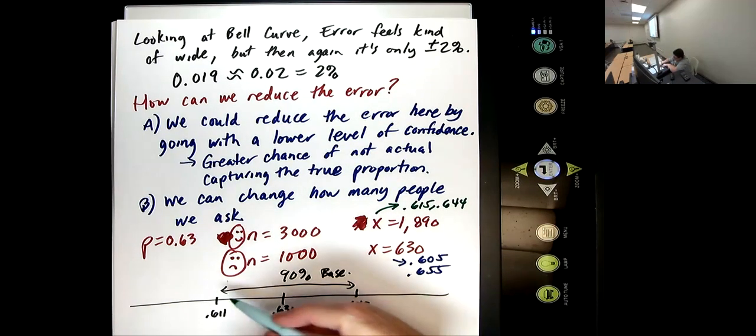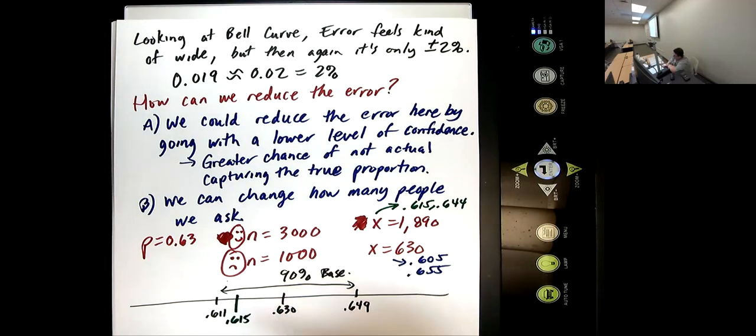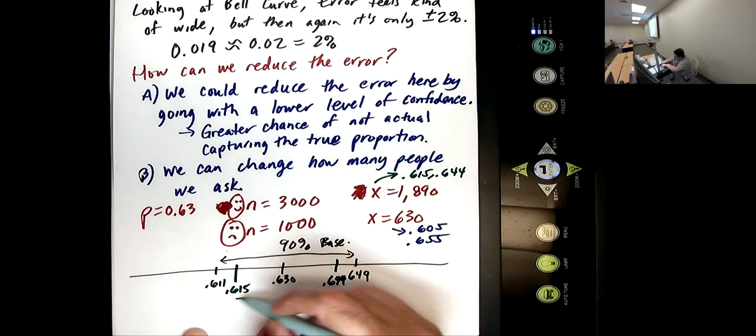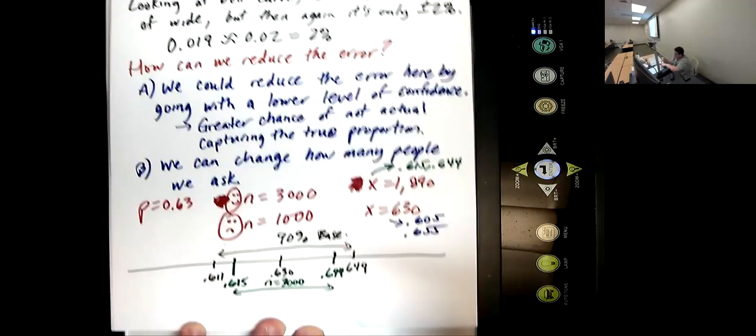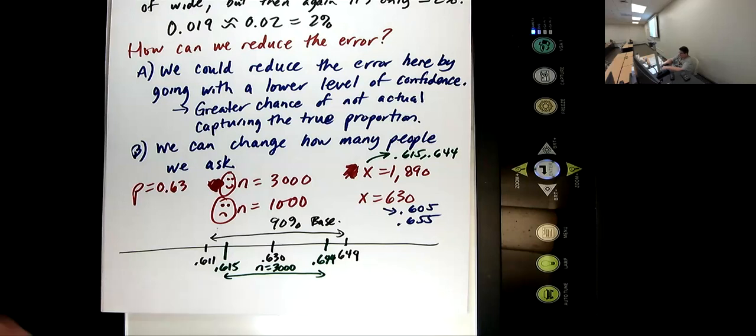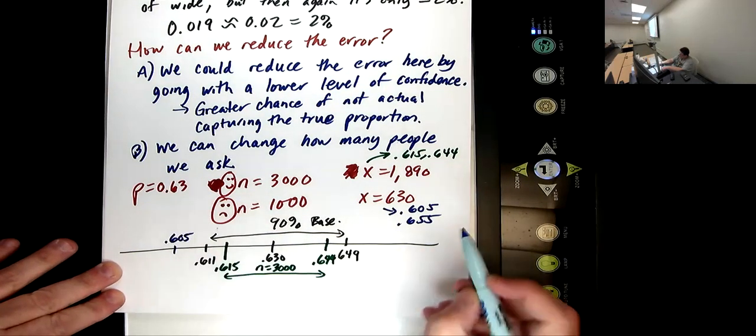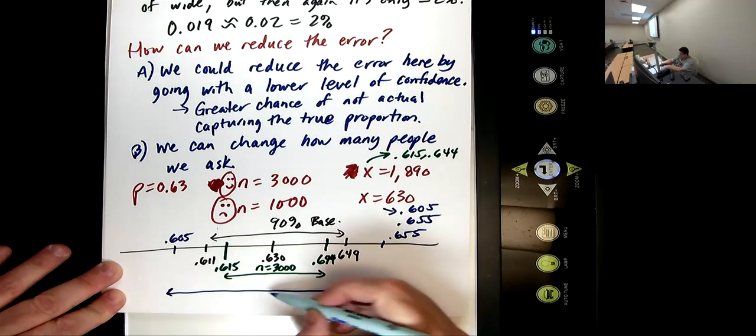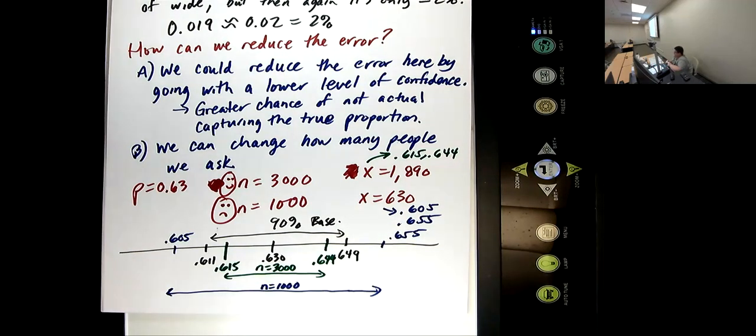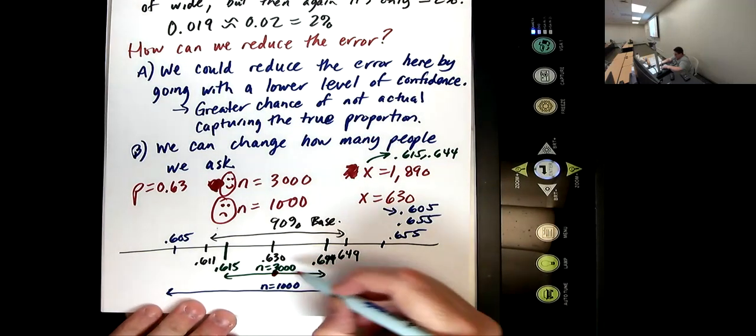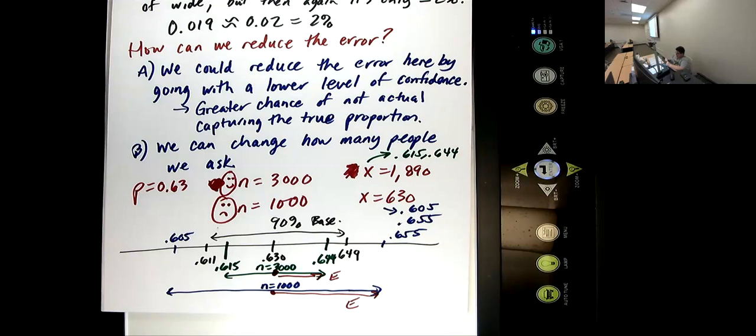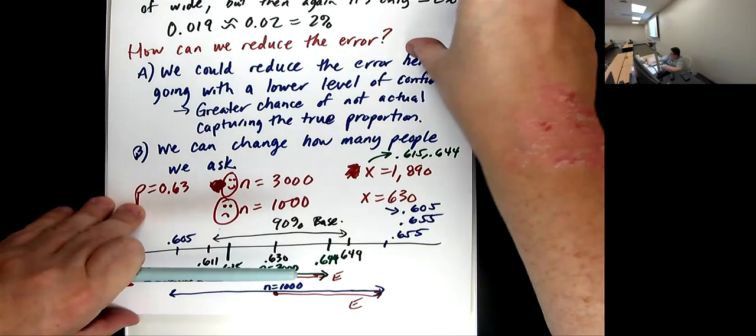By asking more people, 0.615 is actually a little bit closer to 0.630 than 0.611. And 0.644 is also a little bit closer. So this is the n equals 3,000 setting. And 0.605 is going to be a little bit further apart. And 0.655 is over here. So this group is n equals 1,000. The error range is like half that distance. So that's E, and that's E. It looks like by raising our sample size, we can decrease the error.